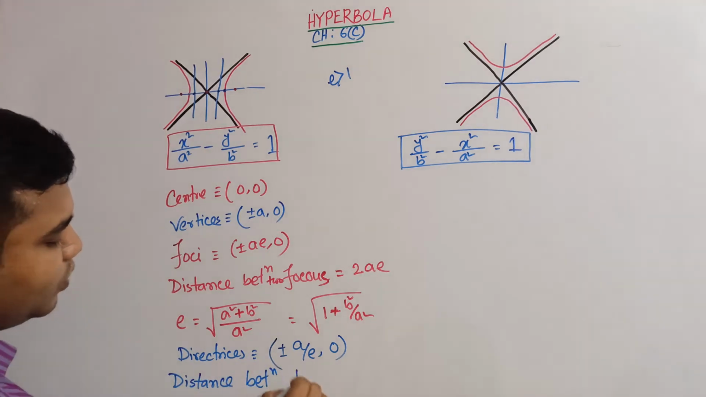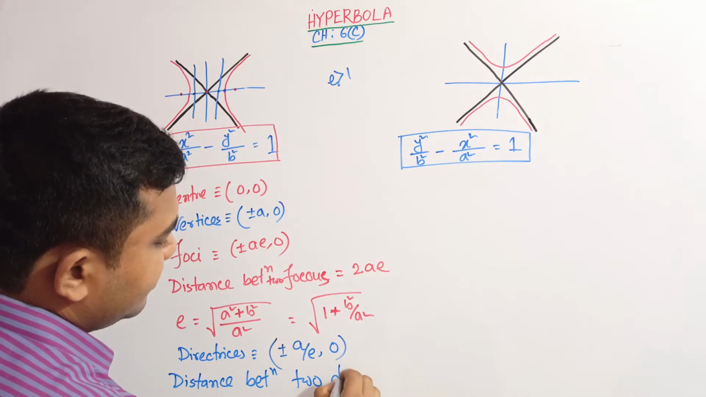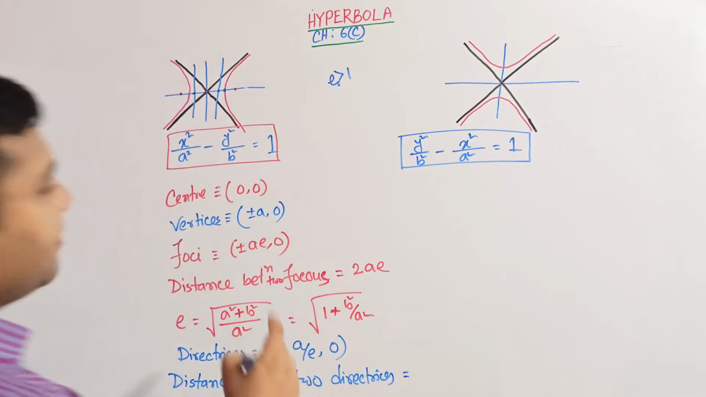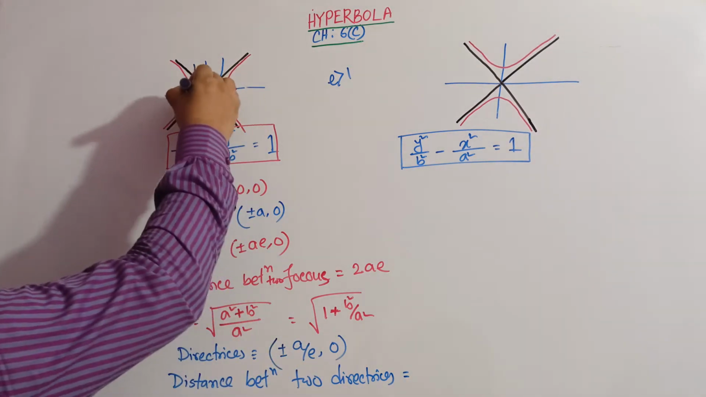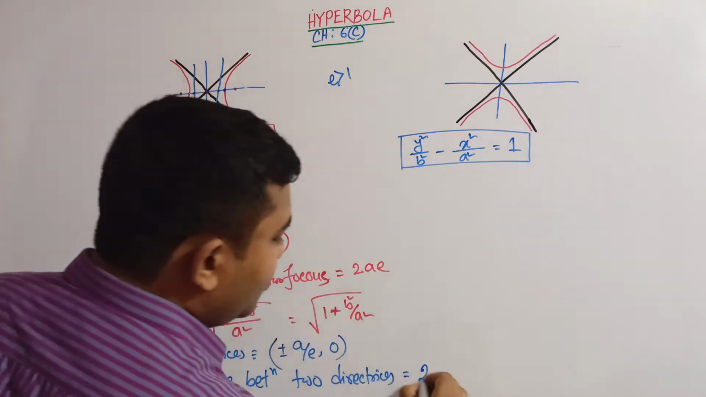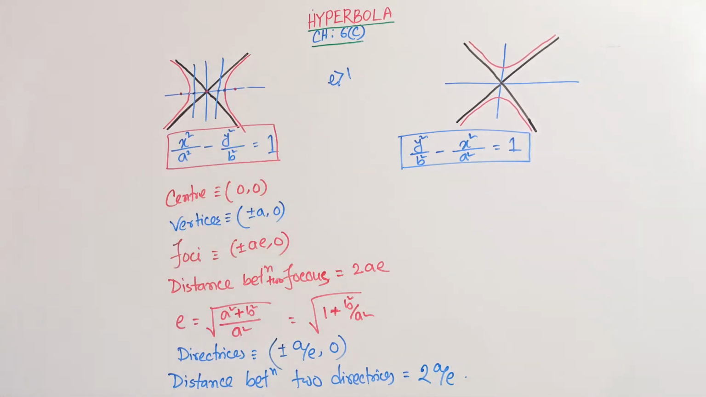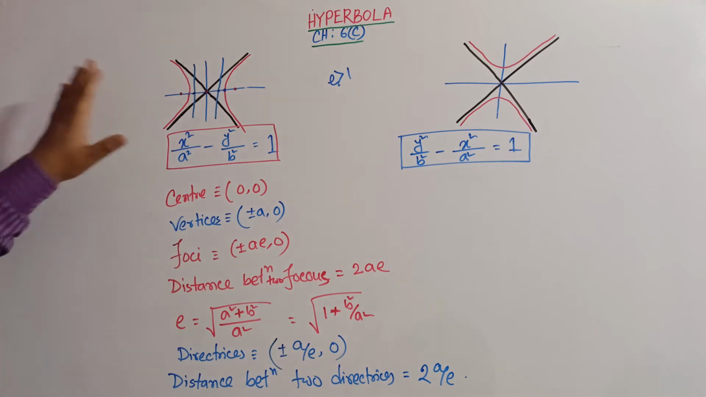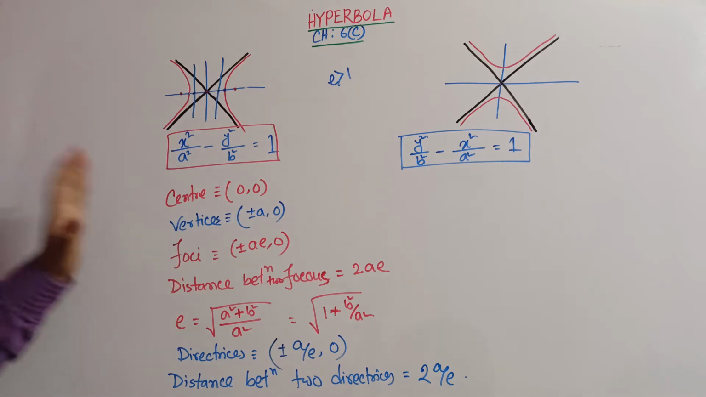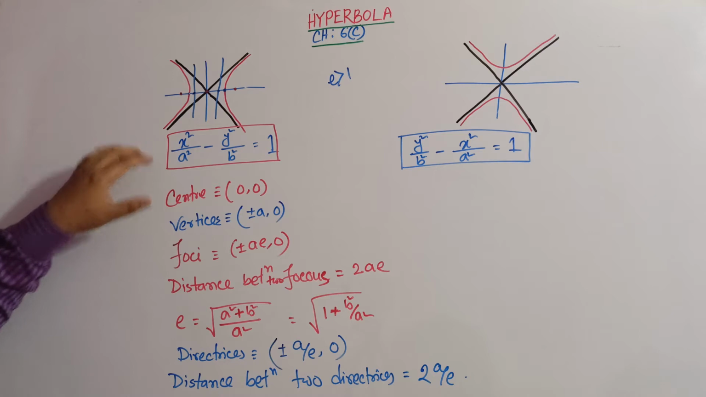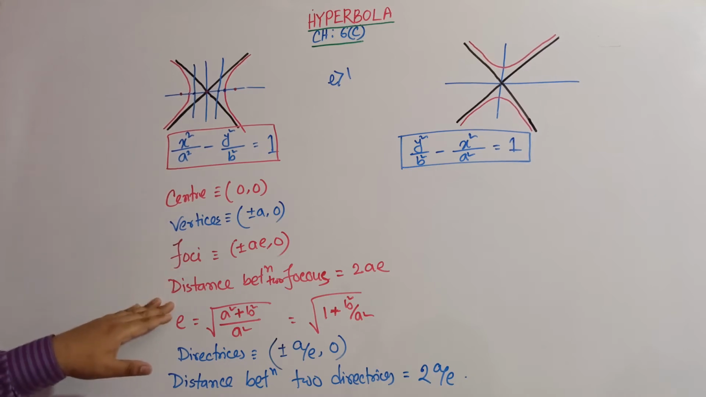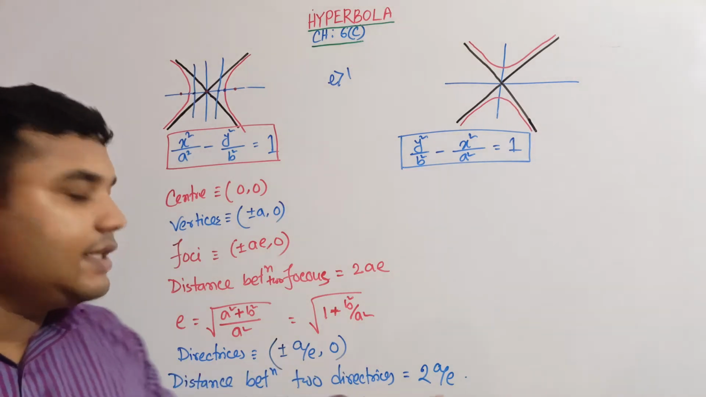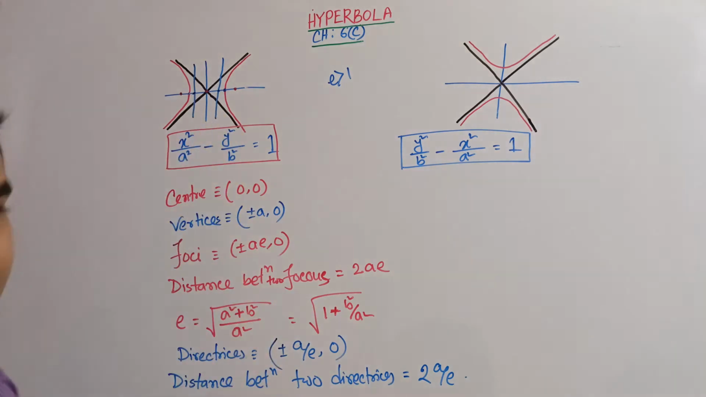The distance between the two directrices should have been plus minus a over e, so the distance should be 2a by e. So this is the distance between two directrices. So my dear students, we can find the formulas from this figure: first the center, then the vertex, then the foci, then the distance between the two foci, the eccentricity, then the directrix, and the distance between the two directrices. We have found them this way.